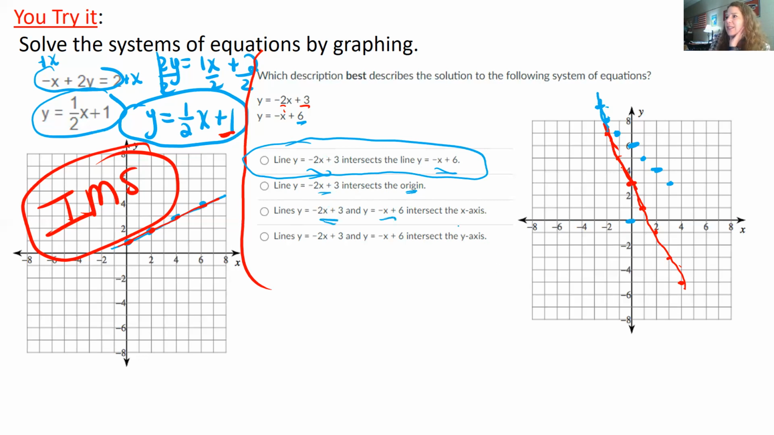Lines this and this intersect at the x-axis. No, they intersect way up here somewhere, even though it's hard to tell exactly what that point is. They don't intersect at the x-axis, and I can see that because I graphed them. And then it says these two lines intersect the y-axis. Well, they do both go over the y-axis, but they don't intersect there, right? That's the big word, is where those two lines intersect. So as long as you have one line that intersects the other line, that is the description of a solution.